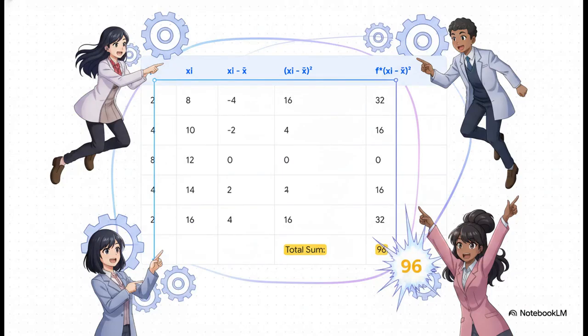So, to crack this, we build out our table even more. For each and every row, we figure out how far its midpoint is from our mean of 12. Then we square that number. That just gets rid of any pesky negatives. And finally, we multiply it by the frequency to give it the proper weight. When we add up that final column, we get our big total, 96.